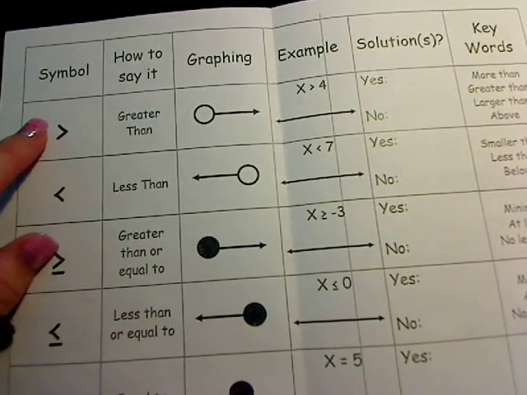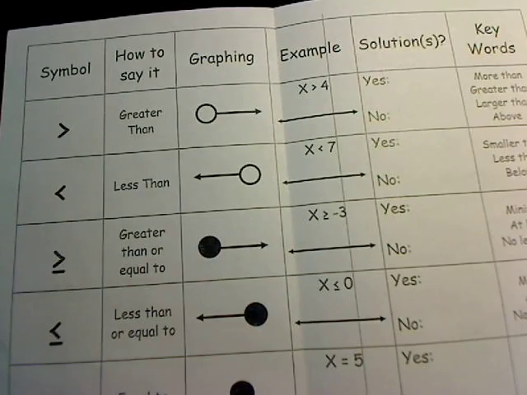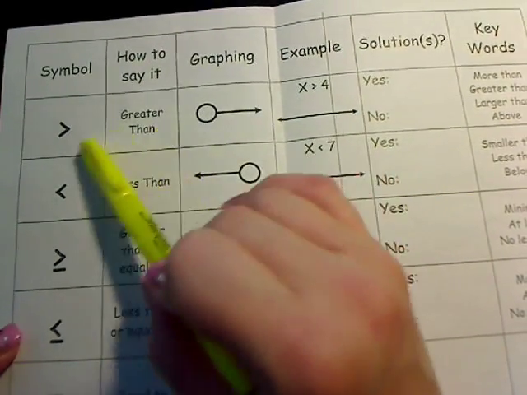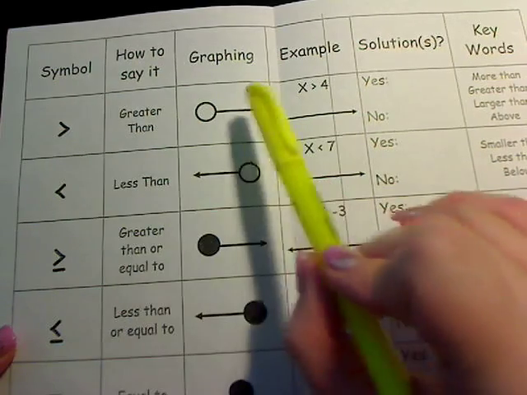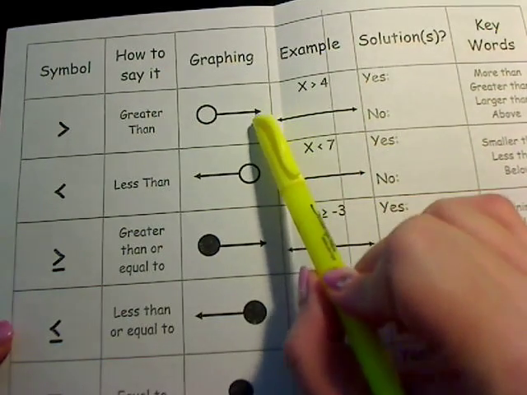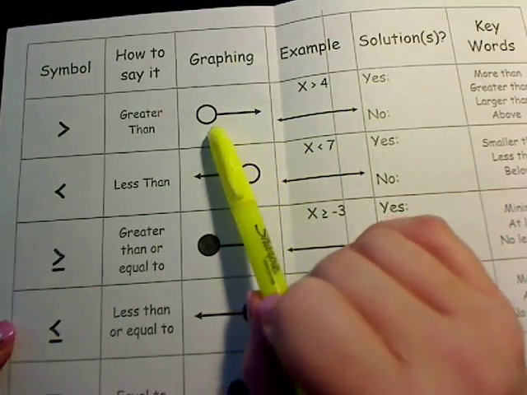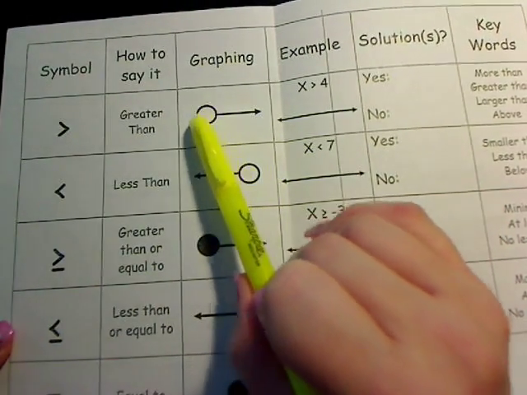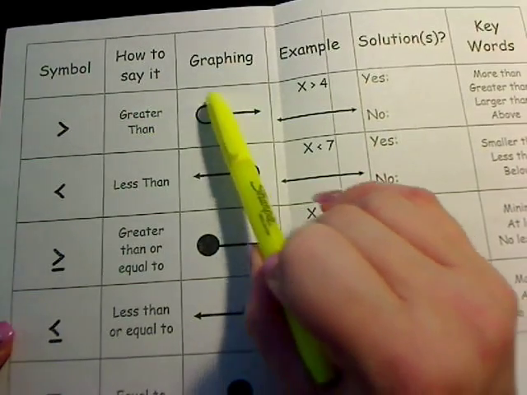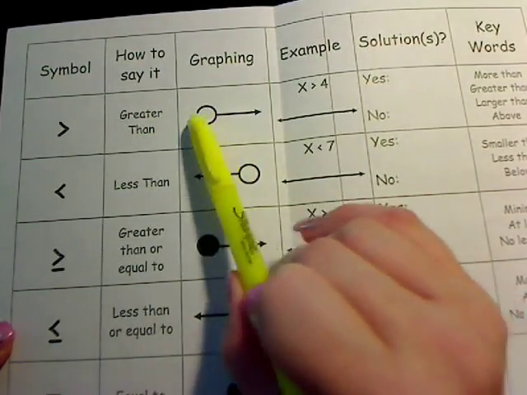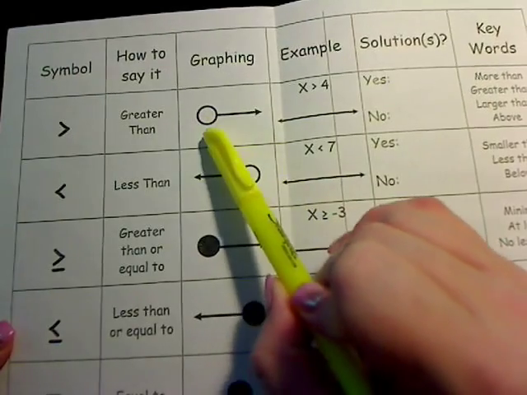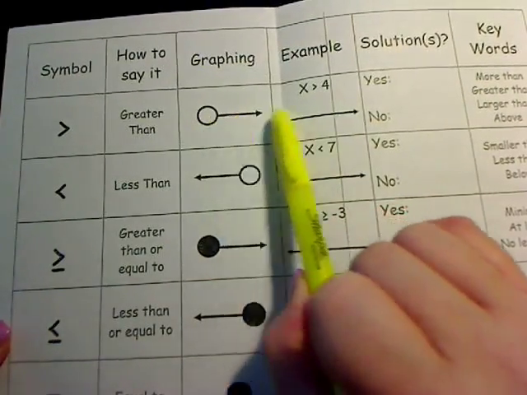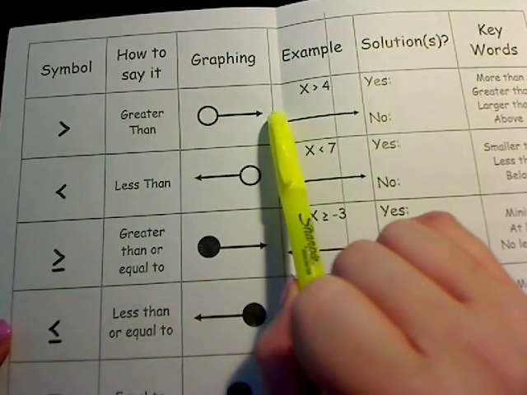So here's our first symbol. This symbol is greater than. Okay, the greater than symbol, this is how you say it. Okay, this is how you graph greater than. All right, graphing on a number line, you would have an open circle. Okay, we call that an open circle because it's not colored in, it's wide open. An open circle because it doesn't include that number, and then everything greater than that on the number line.